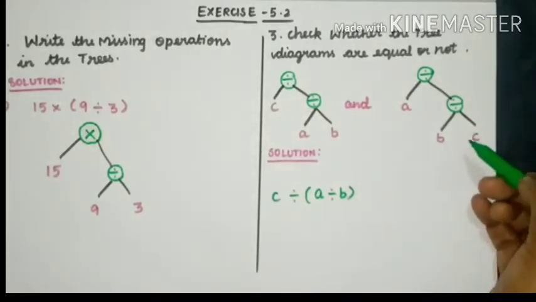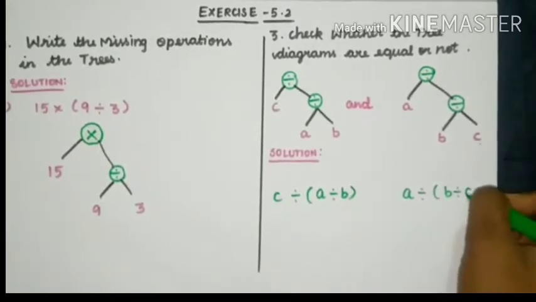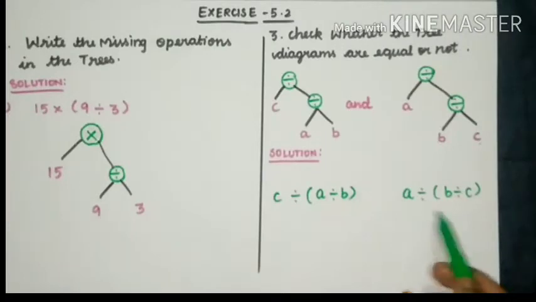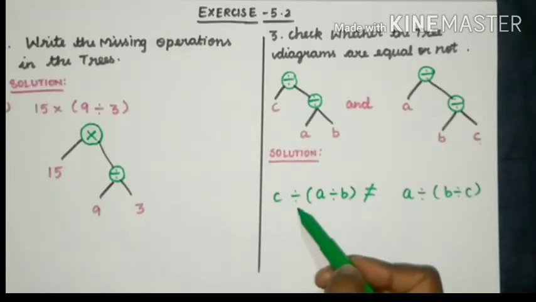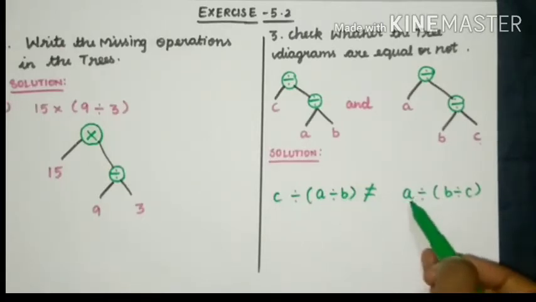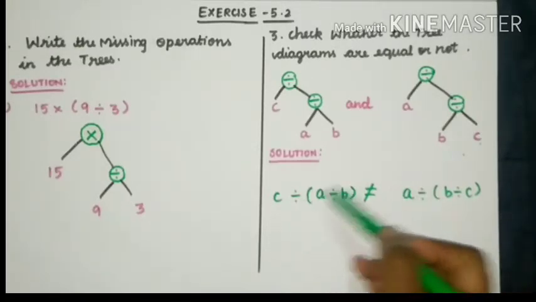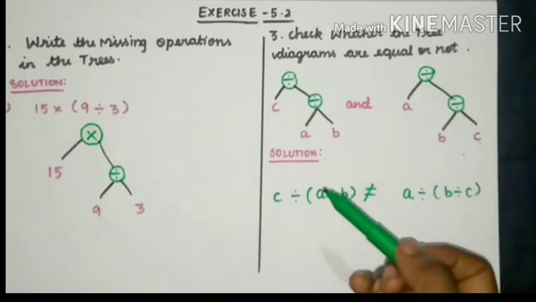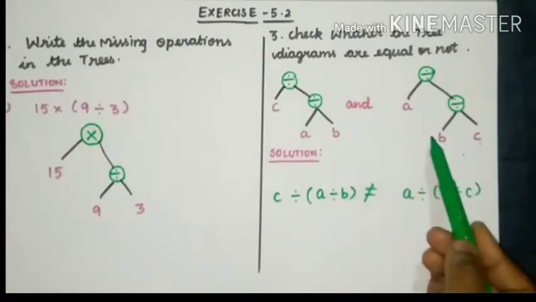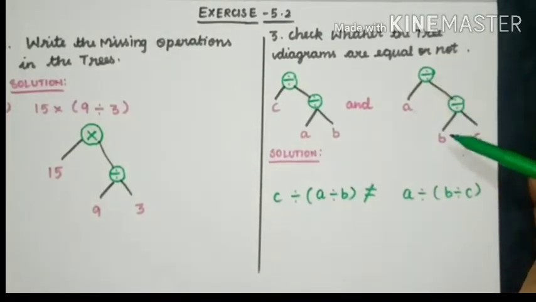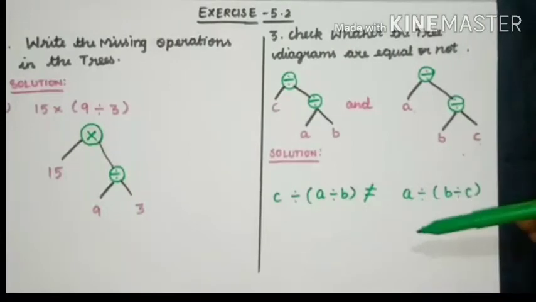Let's take the second tree diagram. A divided by B divided by C. It is equal or not? No, it is not equal. Here C divided by A divided by B is there, and in the second tree diagram A divided by B divided by C is there. So both the tree diagrams are not equal. C divided by A divided by B, and in the second tree diagram is A divided by B divided by C. So the tree diagrams are not equal.